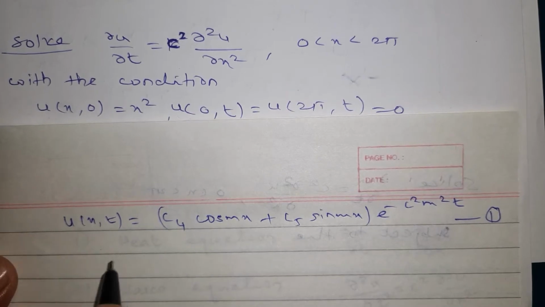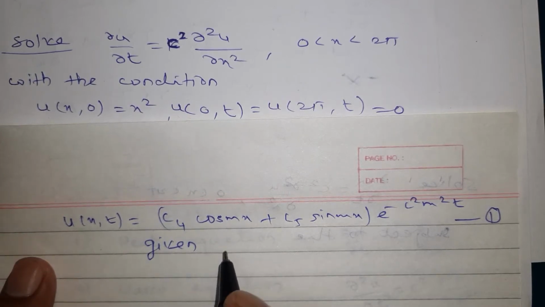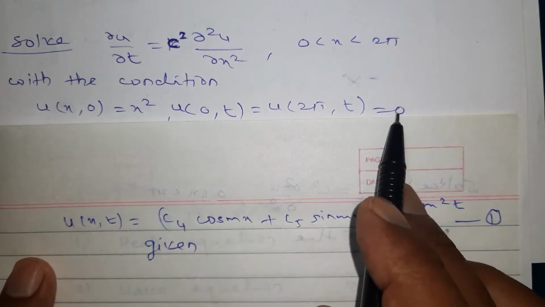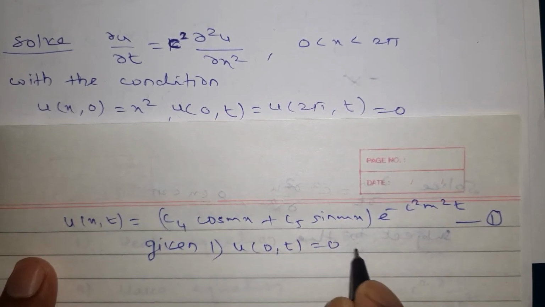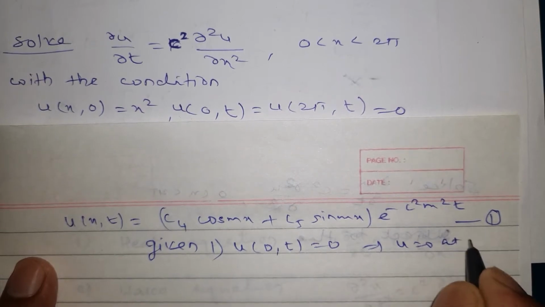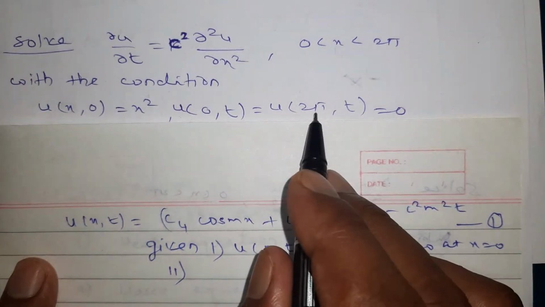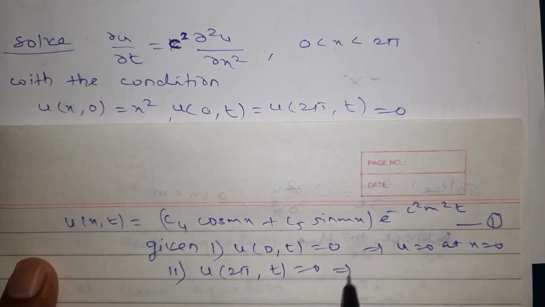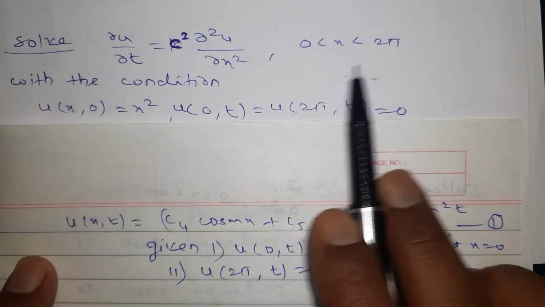Now what are the given things? Only the given conditions you have to use properly. Now I start from the boundary conditions. What is the first condition given here? u(0,t) = 0. What does it indicate? u is 0 at x = 0. Second, what is the second condition? u(2π,t) = 0. What does it indicate? u is 0 at x = 2π. And my x varies from 0 to 2π only, no problem.